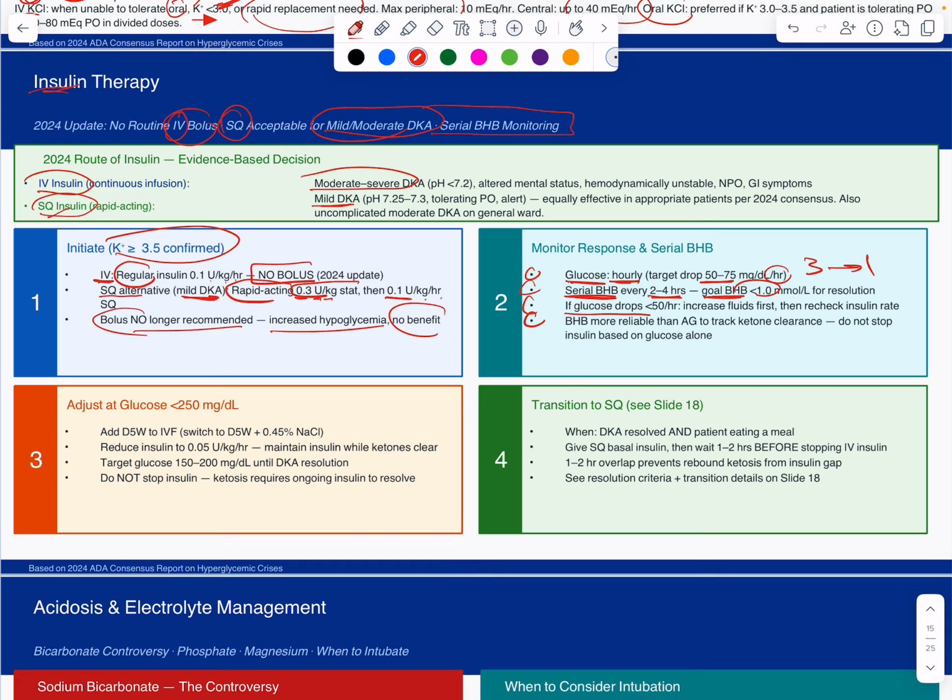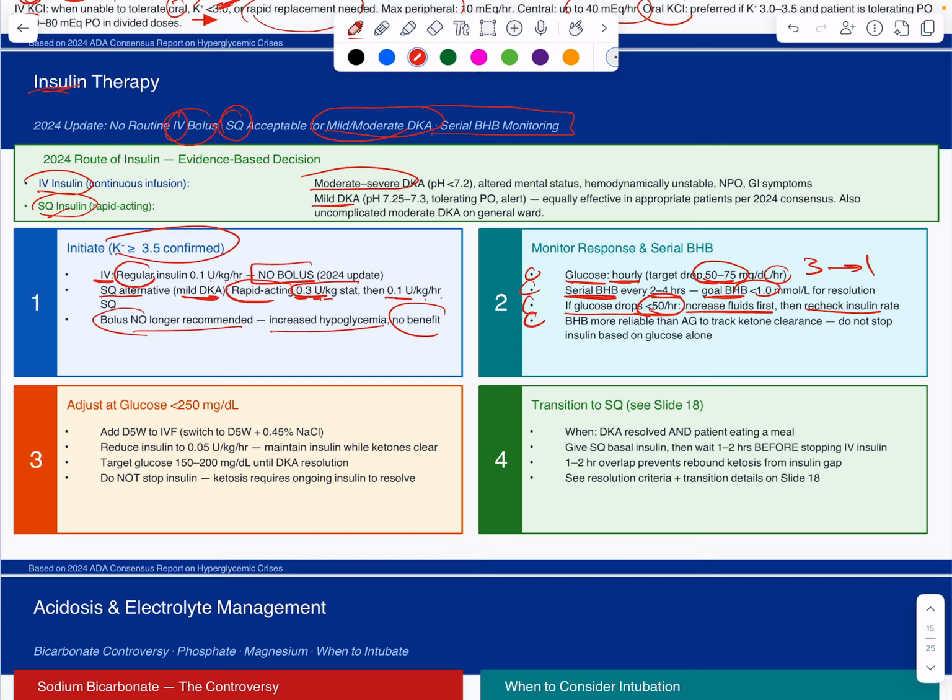If glucose drops less than 50 per hour, so the expected drop is 50 to 75, if it's below 50, that means you are dropping the glucose less than expected. So in this case, you can adjust the fluid rate and also the insulin rate.